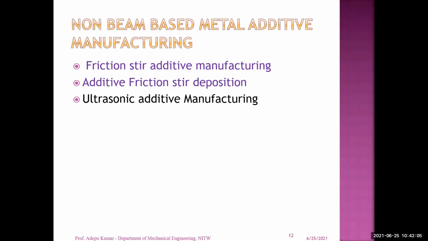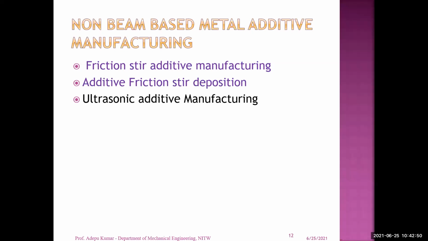Yeah, coming to the topic which we are more focused on: friction stir additive manufacturing, additive friction deposition, ultrasonic additive manufacturing, and the wire arc additive manufacturing process. For our convenience and to make the additive manufacturing facilities easy to understand, we divide them into two major groups. One is beam-based additive manufacturing, the other is the non-beam-based additive manufacturing process.